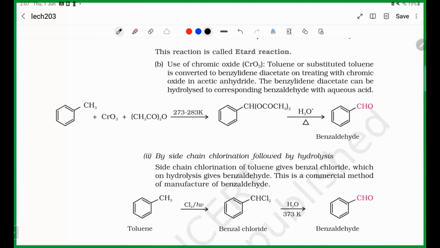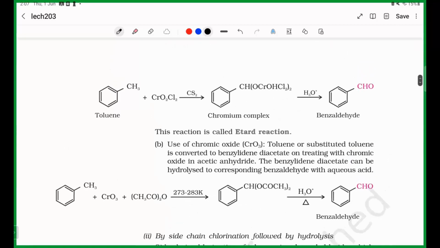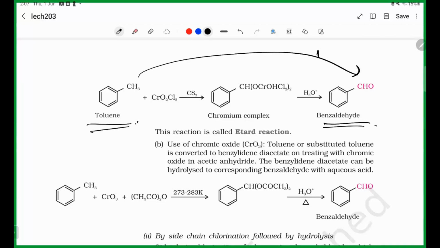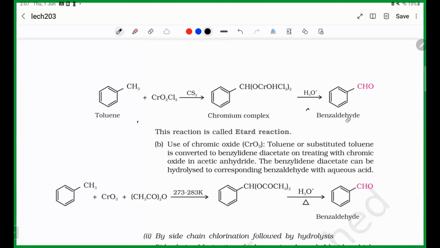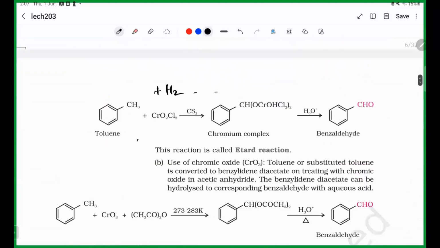A useful fact to keep in mind is whether a reaction is an oxidation or a reduction. It's simple to see that if you start with toluene and end up with benzaldehyde, you're adding oxygens, right? So the agent you need should be an oxidizing agent. If you get confused about whether you have to add H2 or something of that sort, think about the fact that you need to oxidize toluene, not reduce it. So it would be some sort of oxidizing agent. In this case, it is chromyl chloride.